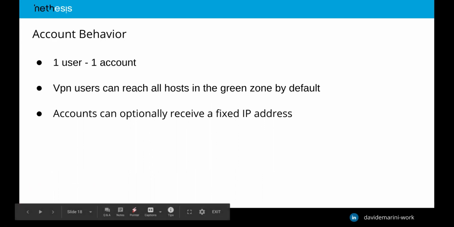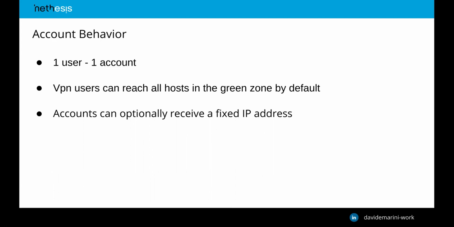Another thing you need to know is that VPN users can reach all hosts in the green zone by default. If you want to limit access, simply create a rule in the firewall section. For this reason, every account can be bound to a specific IP address. This way we can have IP reservations, allowing us to easily create different firewall rules for each user.